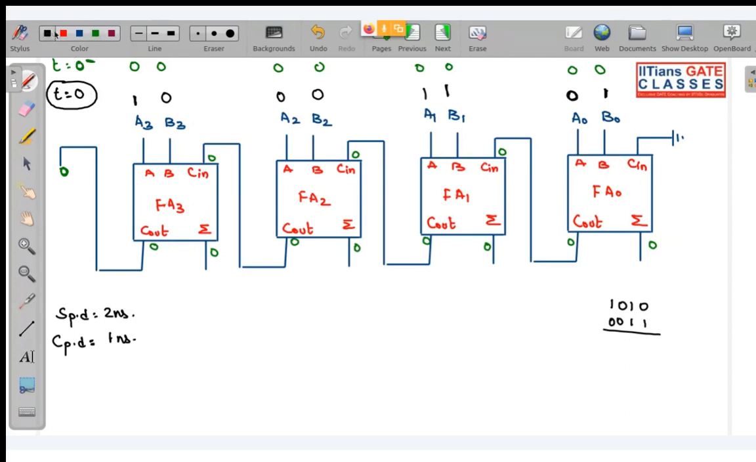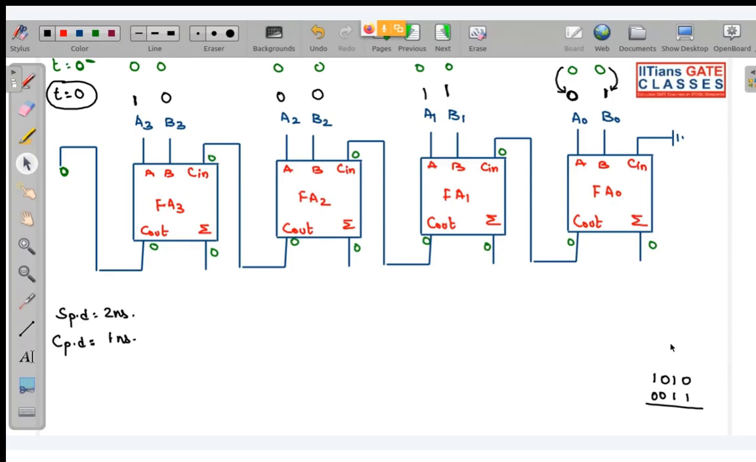Now look very carefully. When I apply this input, A naught equal to 0 has not made any transition, but B naught has made a transition. If B naught has made a transition, obviously either C out or this sum will make a transition. Some propagation delay I have assumed. Nobody is going to note; everybody is going to understand the concept first, then you can note it down. First understand this, then you can note. I will give you 2-3 minutes to note it down.